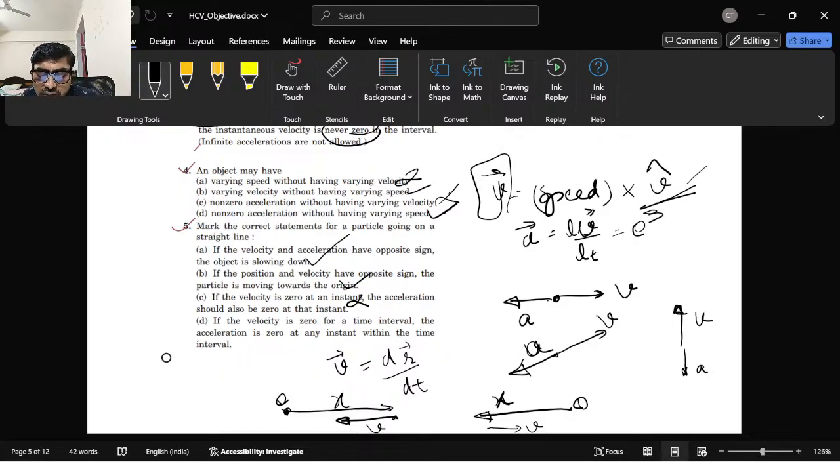Velocity is 0 for some time interval, meaning that in that interval the particle is not moving, stationary. The acceleration is also 0 at any instant within the time interval. Yes. Velocity 0 now, next moment also velocity 0, meaning no acceleration. So throughout that entire interval where the velocity is not changing, 0 or not 0 doesn't matter, it is not changing during that interval. And that is why it has got 0 acceleration within that interval. That's correct. So D option is also correct.